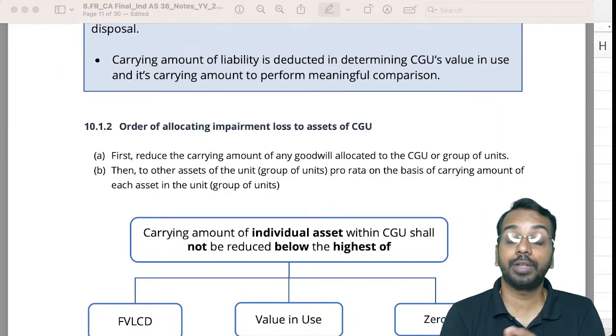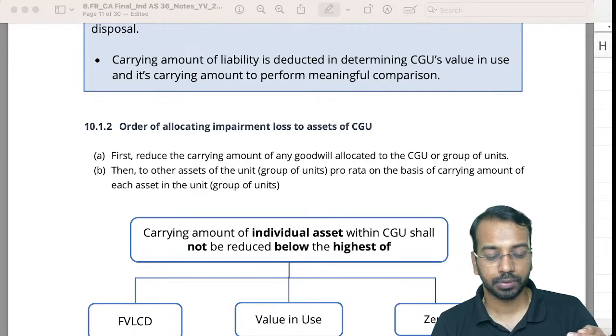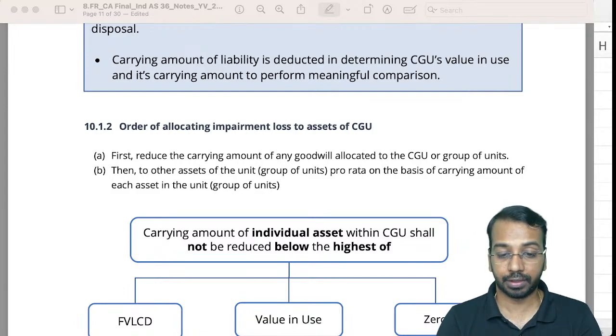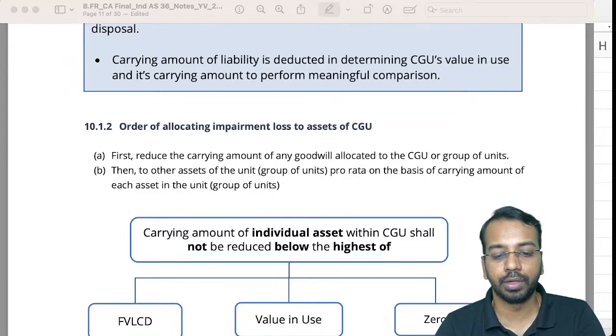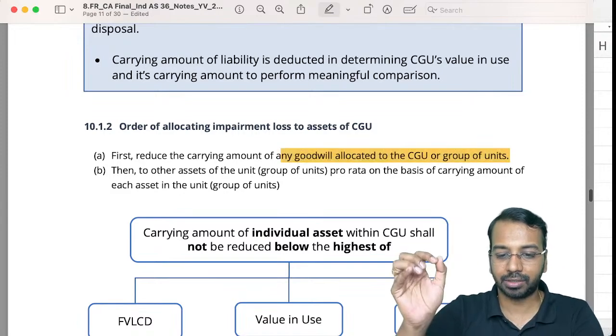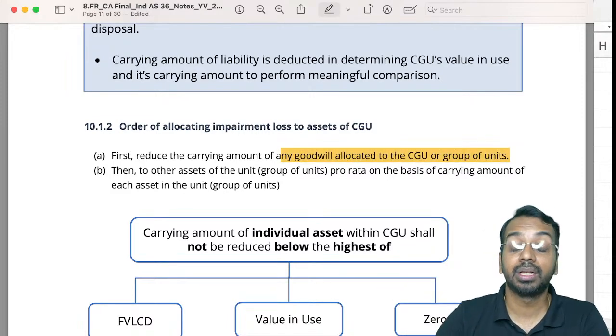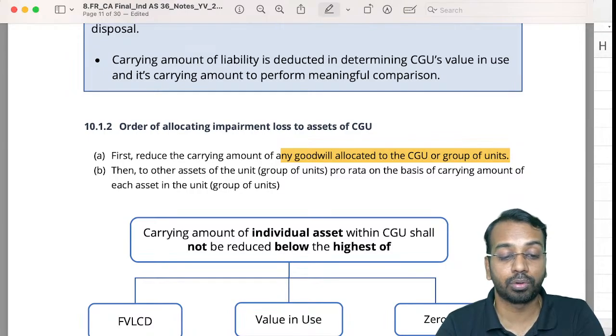Now, how should we allocate the impairment loss when it is from a cash generating unit? First, always remember, if there is any goodwill, reduce the carrying amount of goodwill allocated to the CGU or group of units. So whatever is the goodwill, the first target is goodwill. Then the remaining assets will be allocated pro rata on the basis of carrying amount of each asset.